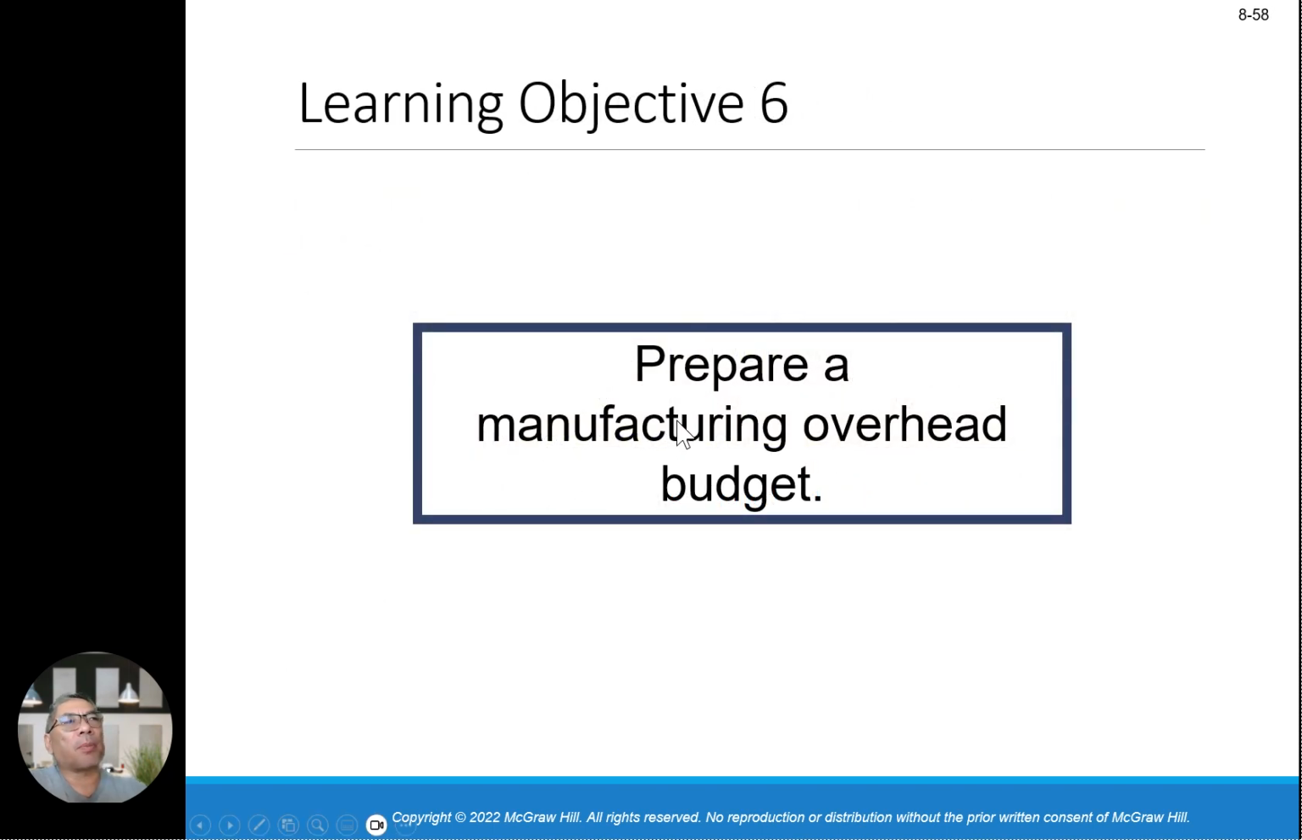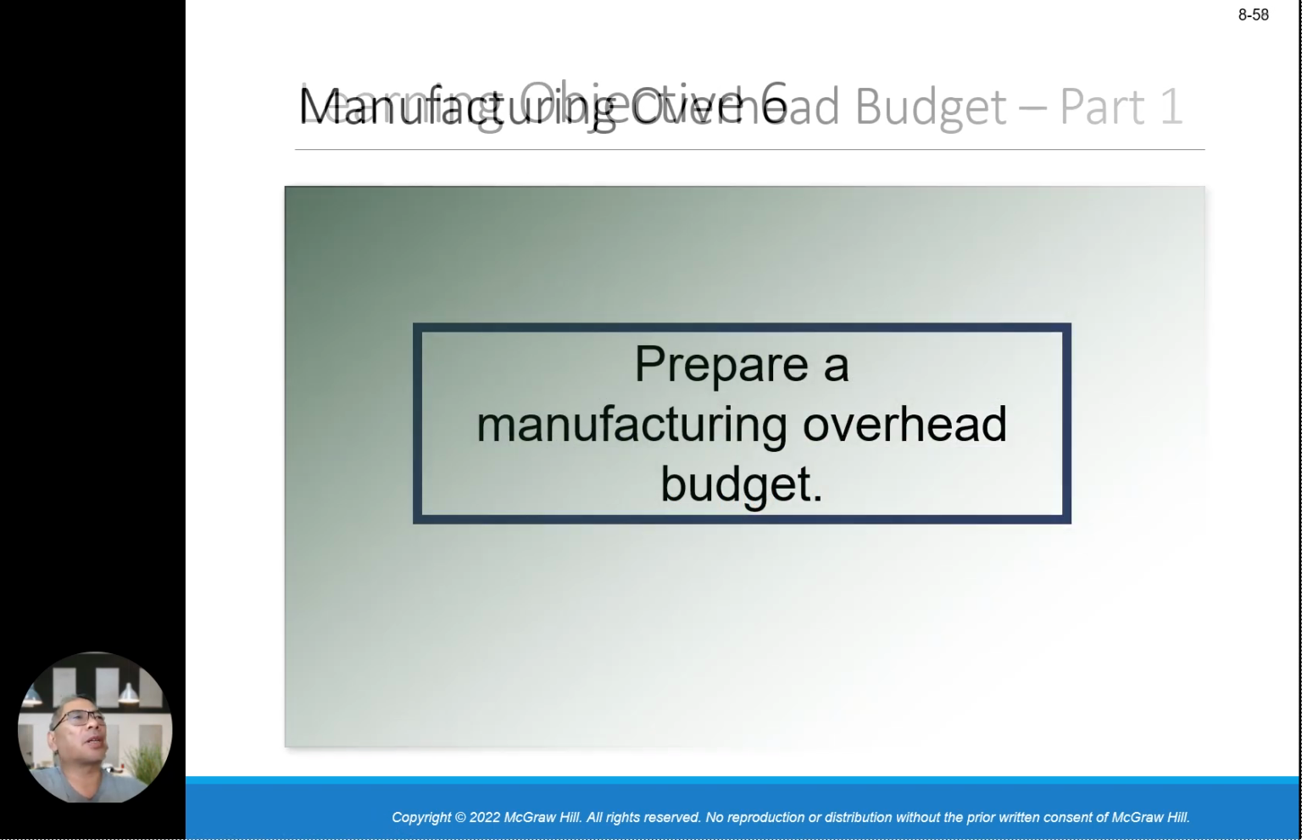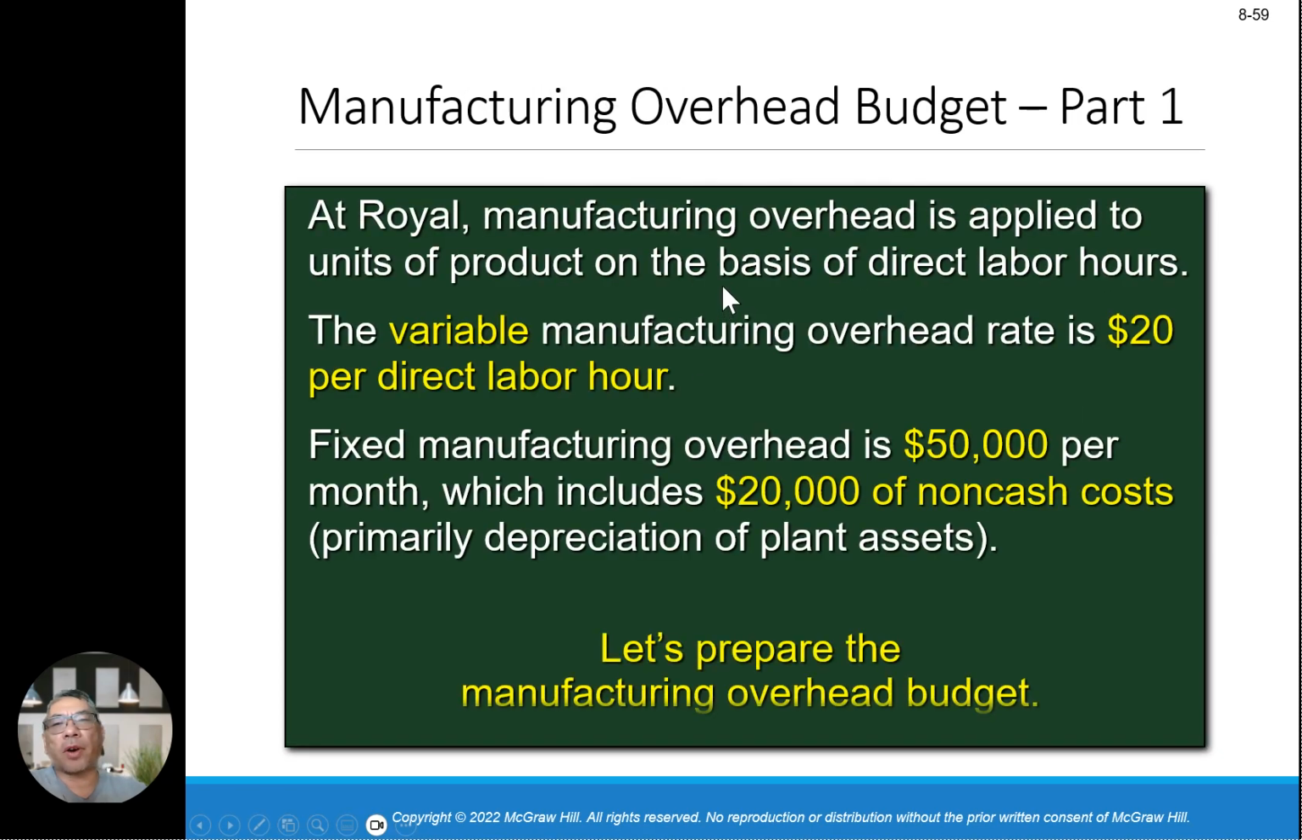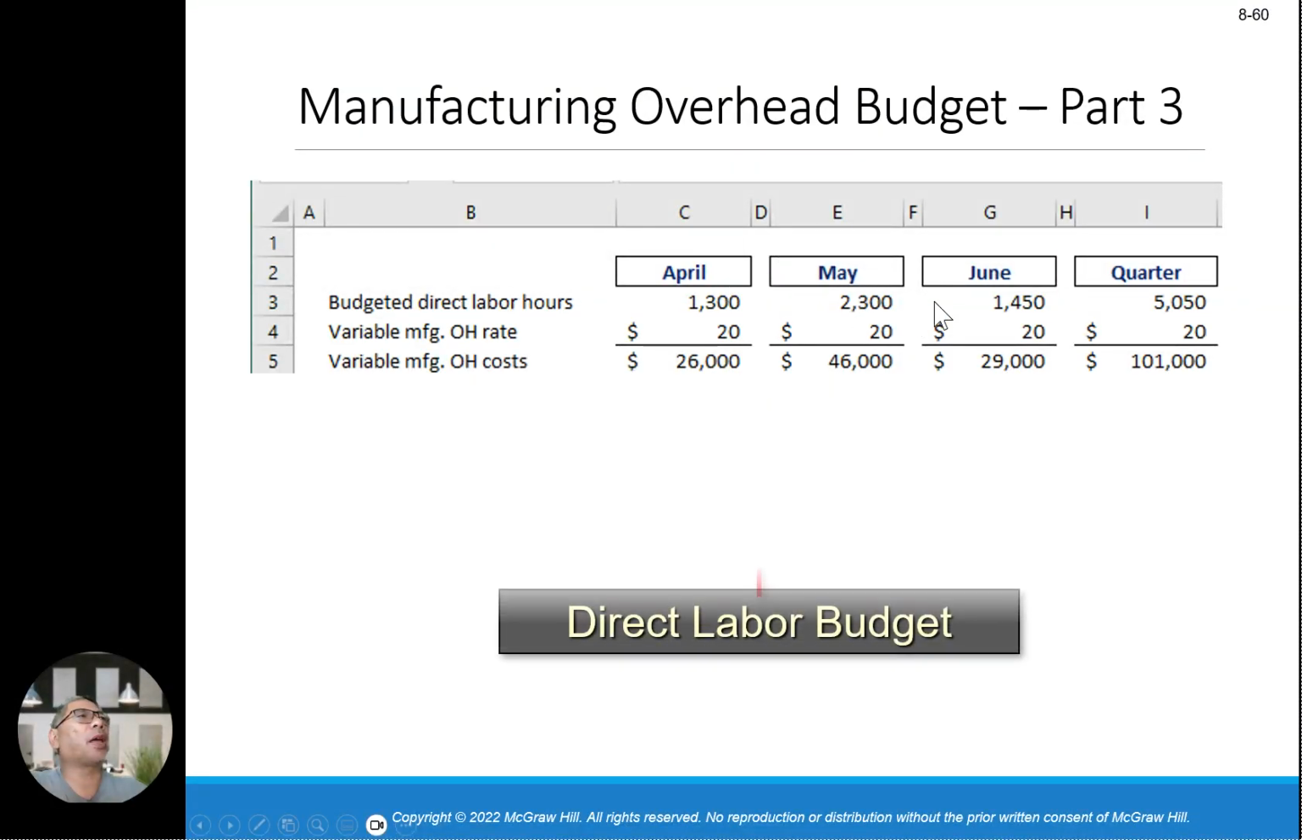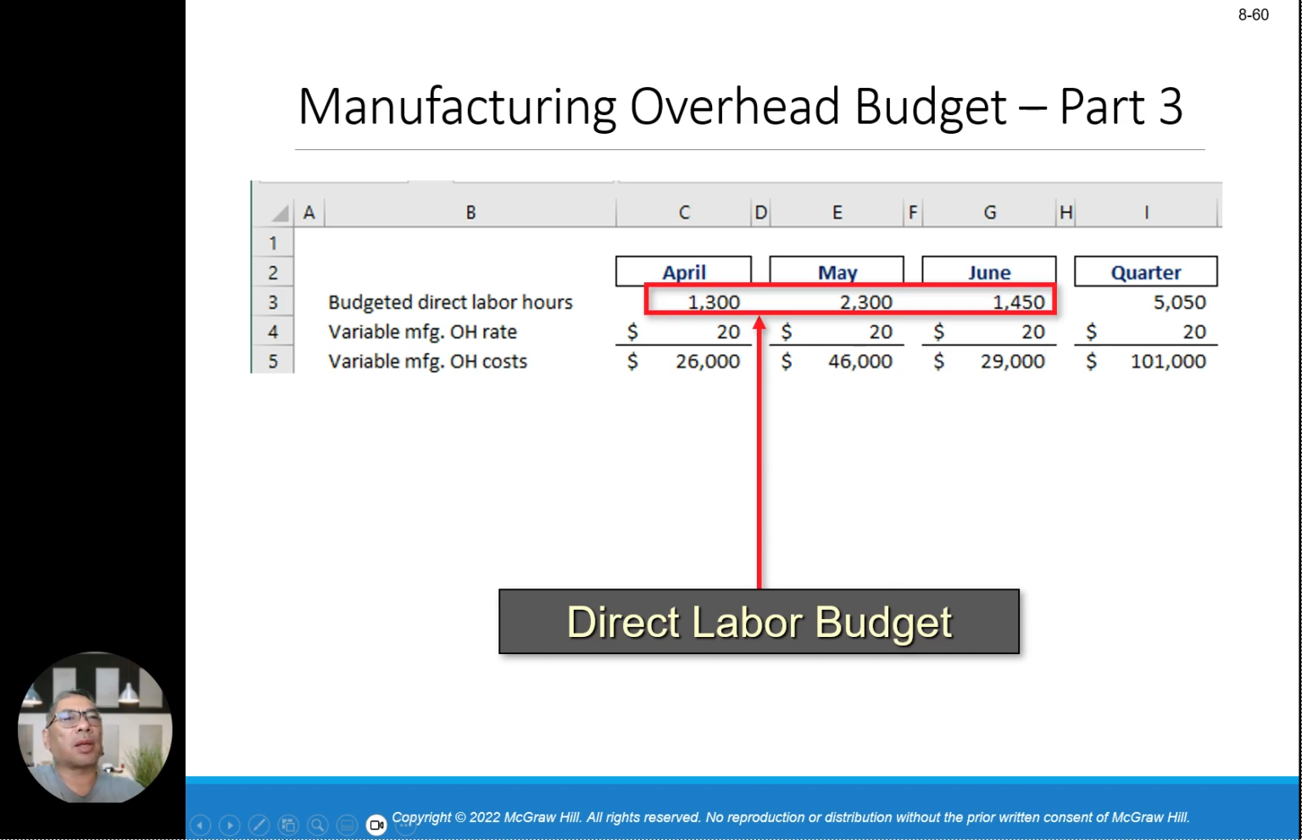And then prepare the manufacturing overhead budget. It's the same story. We're going to start again. Manufacturing overhead with a variable manufacturing overhead rate of $20 per direct labor hour. Fixed manufacturing overhead is 50,000, which includes 20,000 in non-cash costs. Let's prepare the manufacturing overhead. We're going to use the same kind of logic. You have direct labor of 1,300, 2,300, and 1,450 for June. So you're going to get overhead of $20 each.